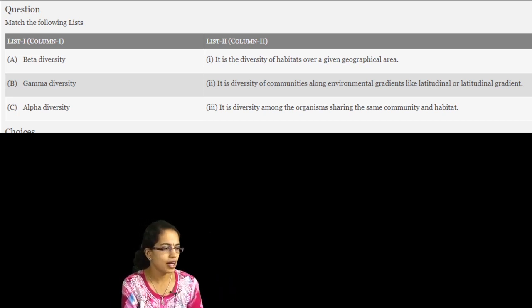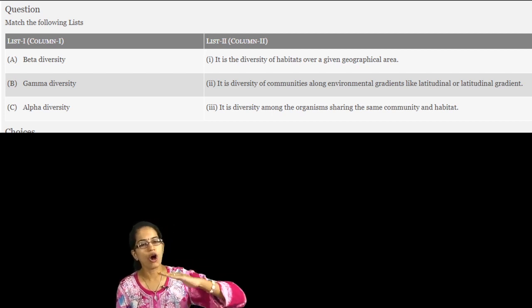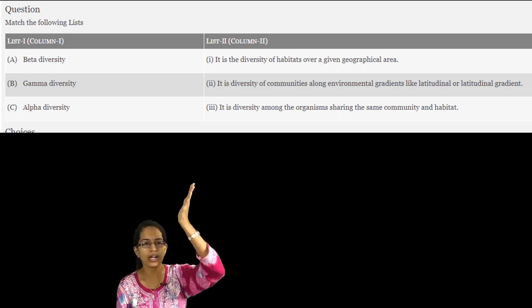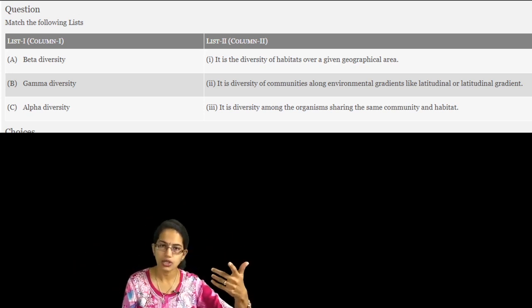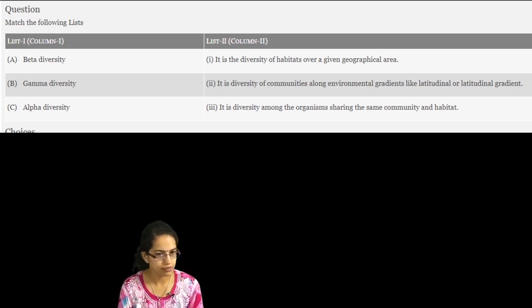So when I say alpha diversity, I am trying to understand the diversity among the organisms which are sharing the same community. So within the same community or the same habitat, what kind of diversity exists is the alpha diversity. When I say beta diversity, it's a diversity along a latitude or a longitudinal dimension. So changing with east-west or changing with north-south is what is beta diversity, simply put.